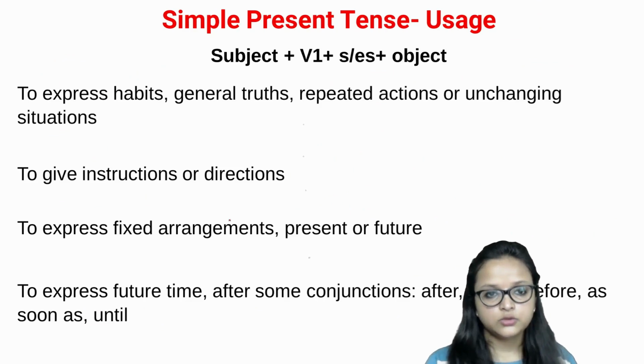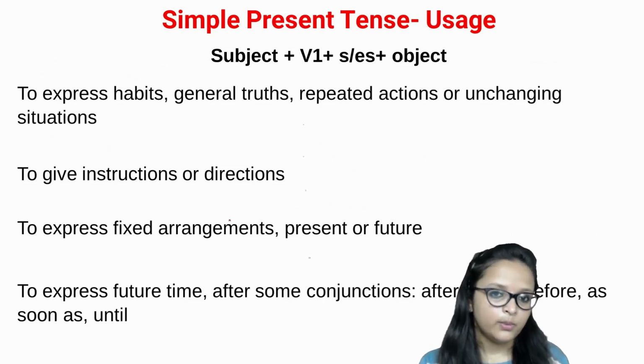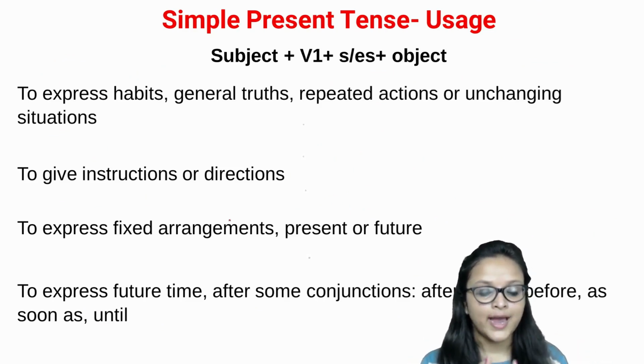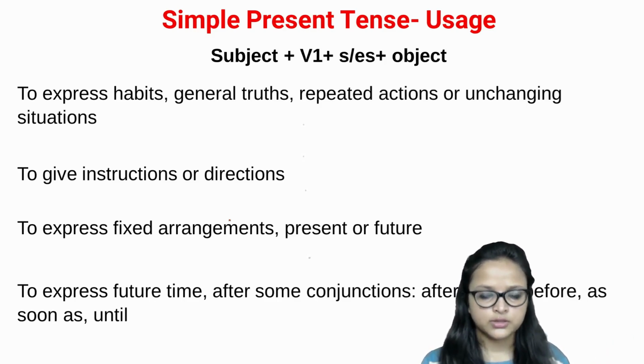Now, moving to the usage of simple present tense. Where do you use simple present tense? First of all, expressing your habits. I get up at 6 o'clock. I go for a walk every day. I go to temple. I go to church. These are your habits. General truths. I like tea. I like coffee.